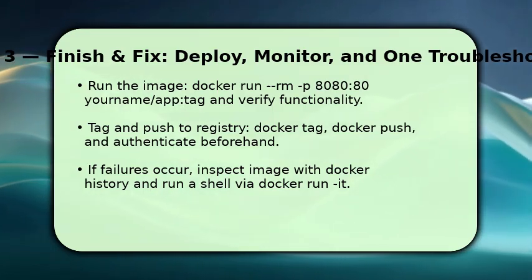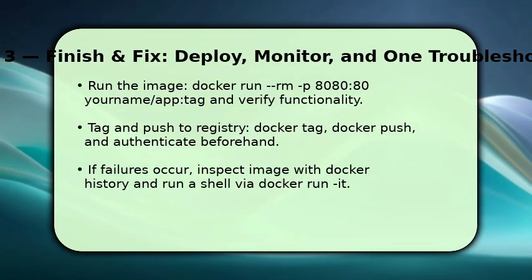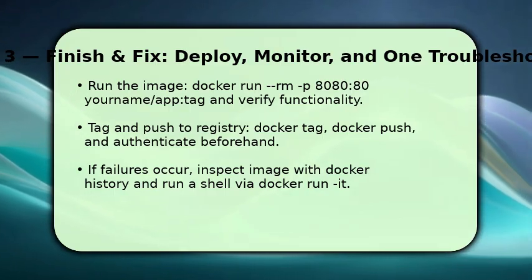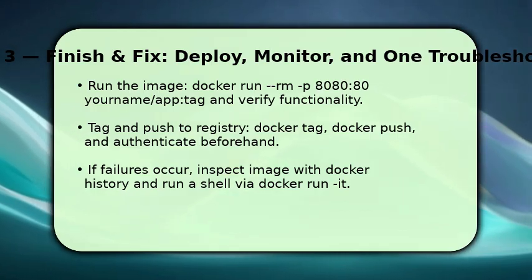If something goes wrong, don't panic. Inspect with docker history and recreate a failing layer by running an interactive shell inside the image using docker run -it yourname/app:tag sh or bash. Then reproduce the issue.